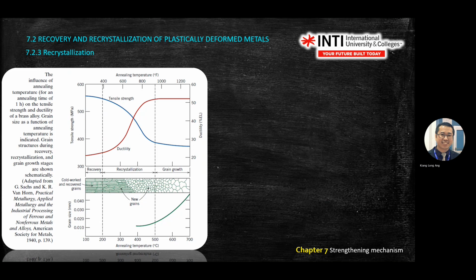Then, as more and more new grain develops, it becomes bigger and bigger grain. Then there are two lines here. One is the tensile strength, one is ductility. So again, you see the recrystallization will change the mechanical properties of the metals.